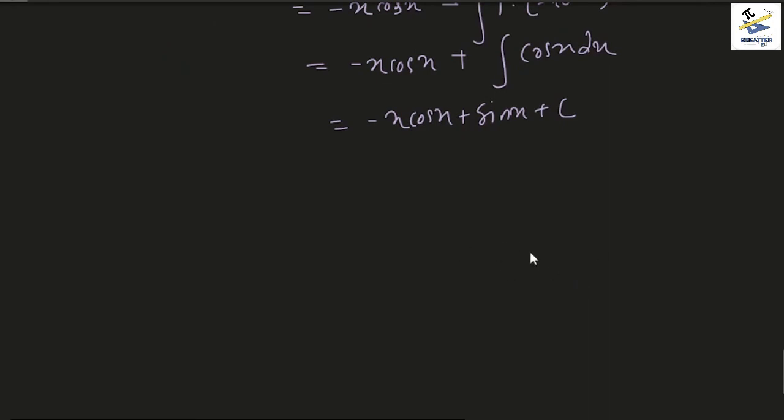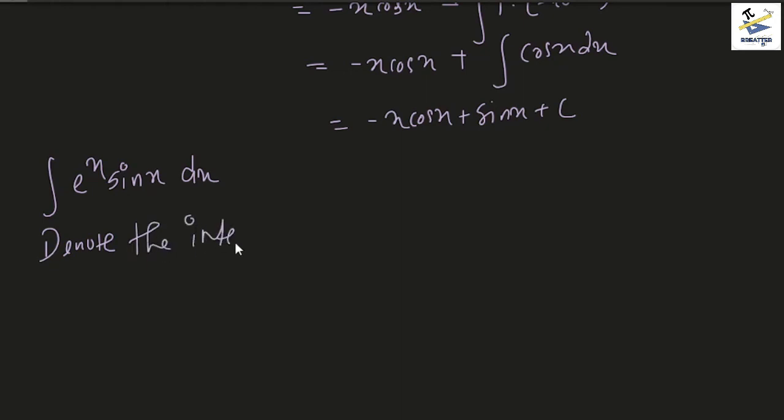So let us try to find out something else here. Next problem would be the integral of e to the power x sin x dx. Now this is a problem where you would know why denoting the integral by I is of paramount importance. Let's see. Denote the integral by I. Then what we have is I is equal to the integral of e to the power x sin x dx.